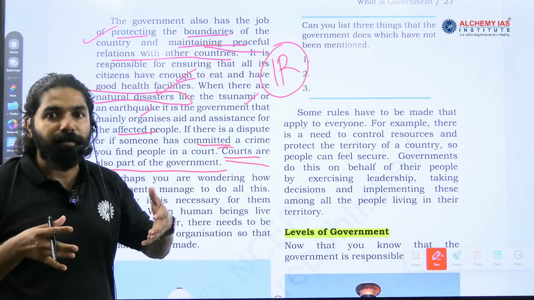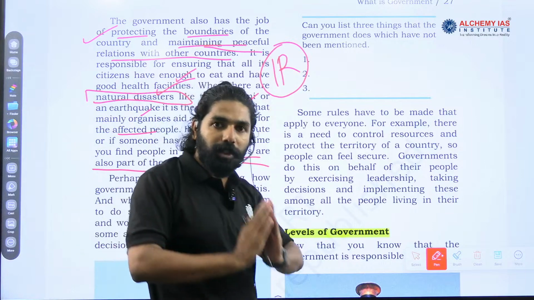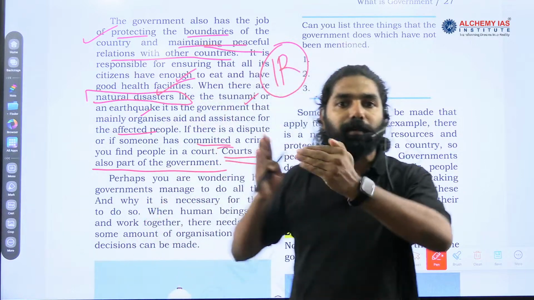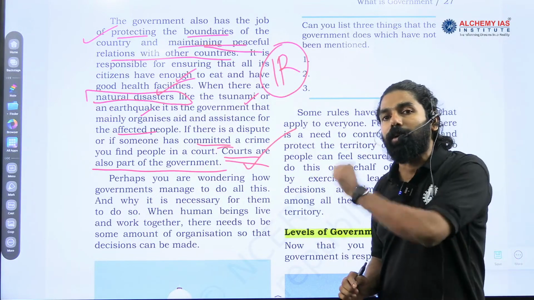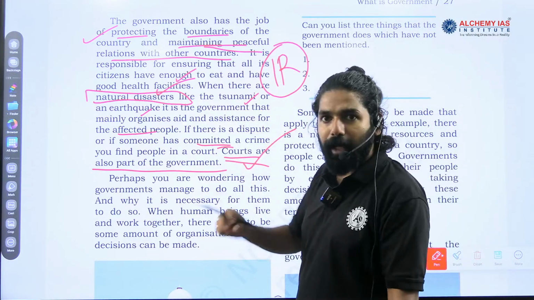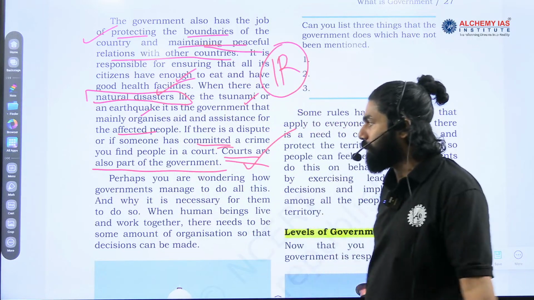This is how a government works, because in Indian polity we mostly study the system of government that we have in India. So these topics are very relevant here, the role of a government that we have to study. I hope you have understood. Now moving to the next paragraph.